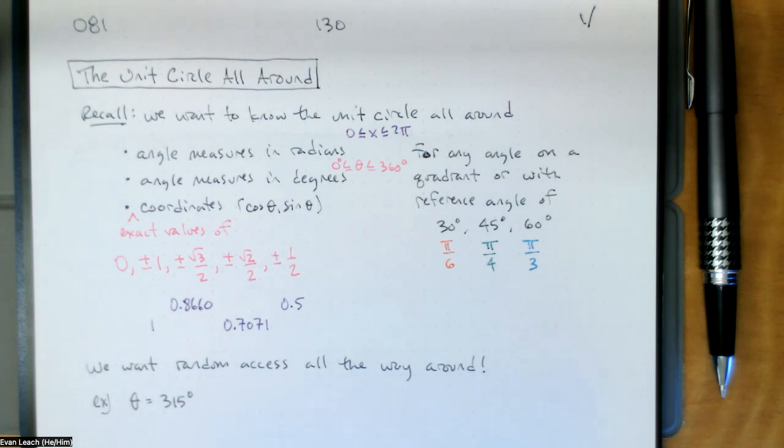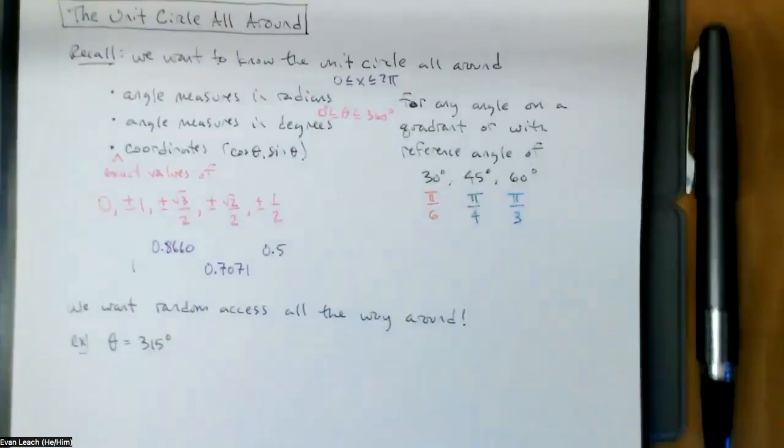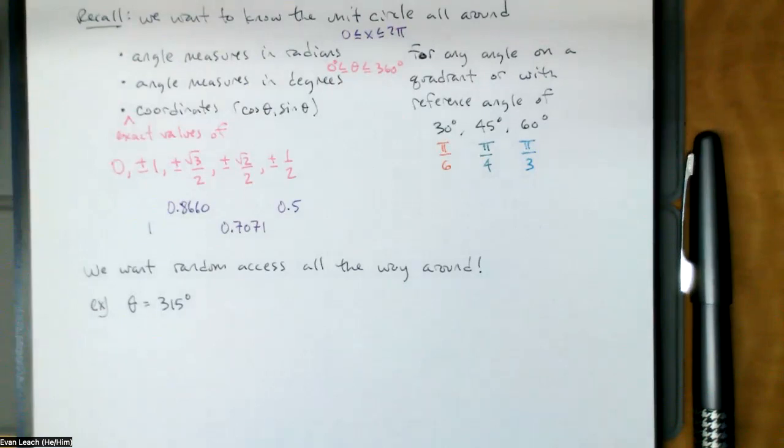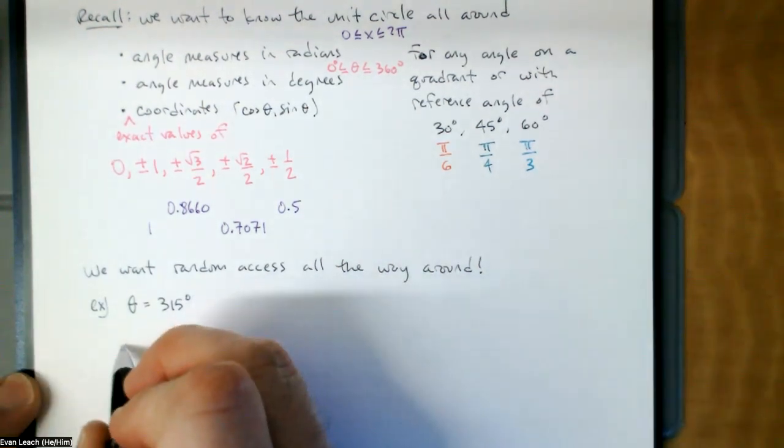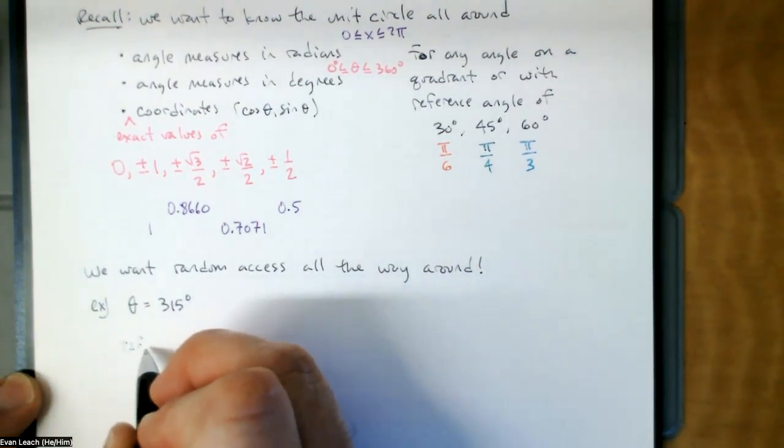What we want is random access all the way around. So for example, if I drop an angle like 315 degrees on you, I want you to know things like the reference angle, the value in radians, the reference angle in radians, sine and cosine of that angle. So if we have a 315 degree angle, we'll want to recognize 315. What reference angle are we talking about? 45.